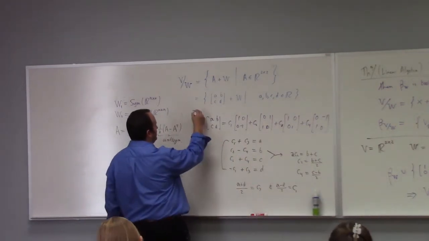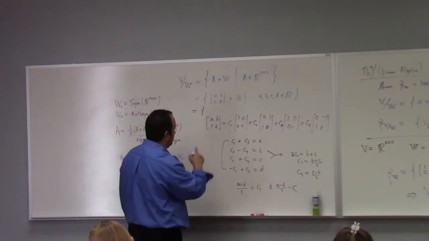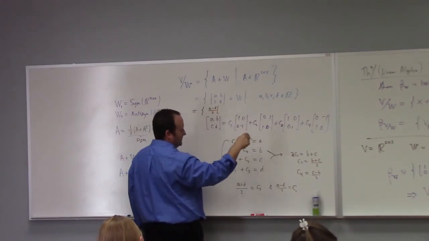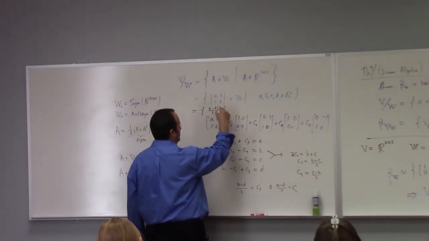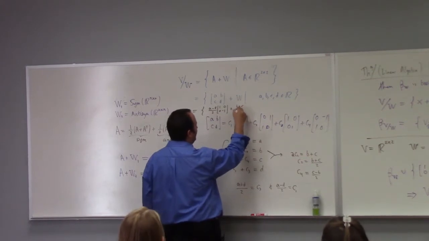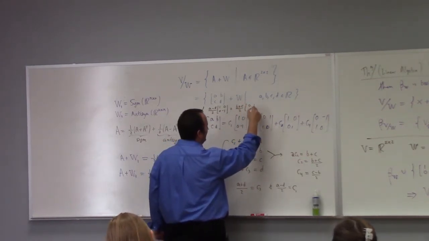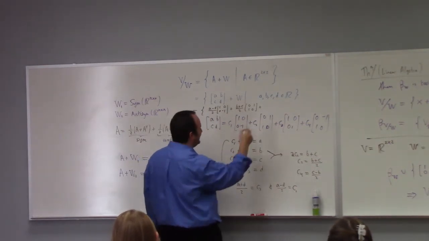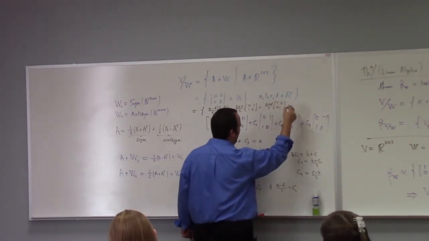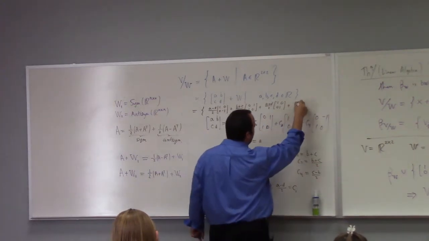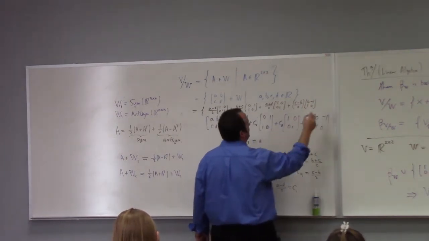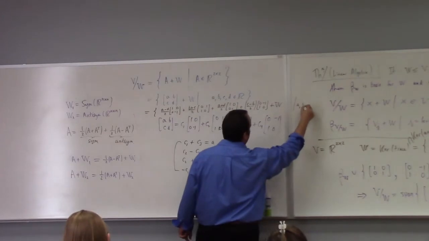So this is what I, for some reason, couldn't think off the top of my head, but in fact, you can rewrite this as: (A minus D) over 2 times 1, 0, 0, minus 1, plus (B plus C) over 2 times 0, 1, 1, 0, plus (A plus D) over 2 times the identity, plus (C minus B) over 2 times 0, minus 1, 1, 0, plus W. And A, B, C, D are real numbers.